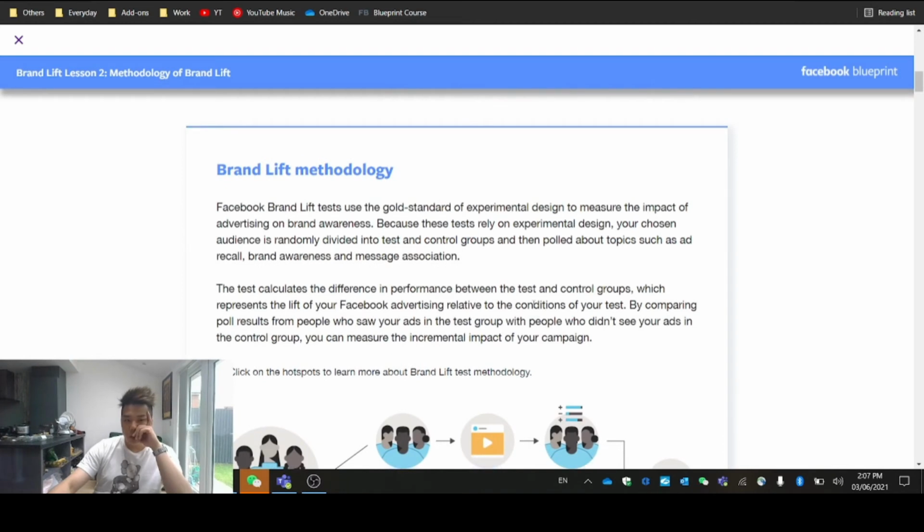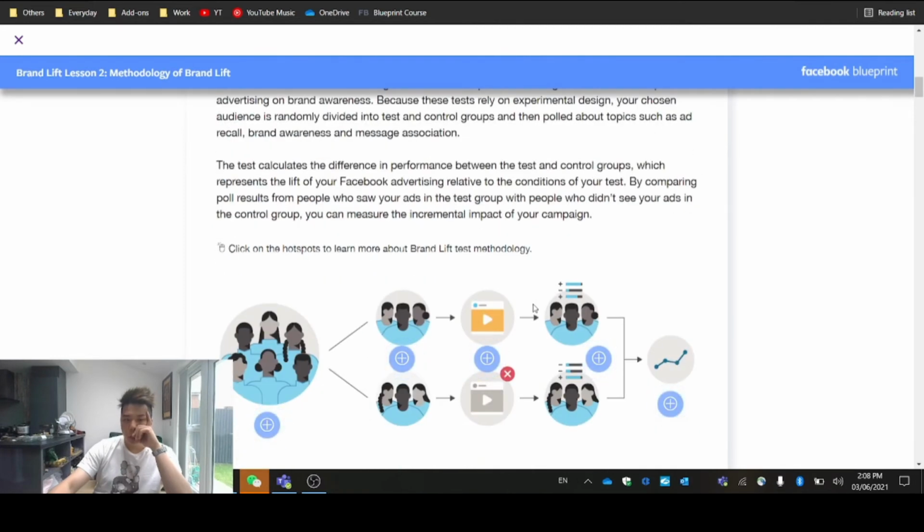Brand lift methodology. Facebook brand lift tests use the gold standard of experimental design to measure the impact of advertising on brand awareness. Because this test relies on experimental design, your chosen audience is randomly divided into test and control groups and then polled about topics such as ad recall, brand awareness, and message associations.